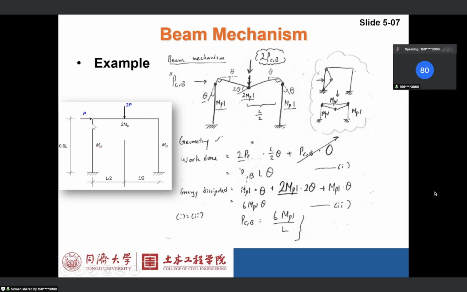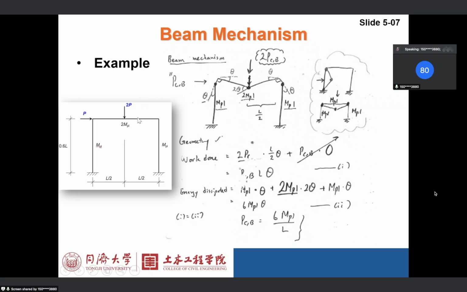Again, look at this example. We have a portal frame. Sorry, it's not in scale. But don't worry, this is a dimension. So we just follow the dimension. The height of the portal frame is 0.6 L, and the span of the portal frame is L. We have a horizontal load P applied here, and we have a vertical load 2P applied at the middle span of the portal frame beam.